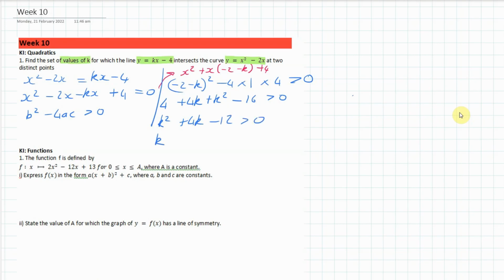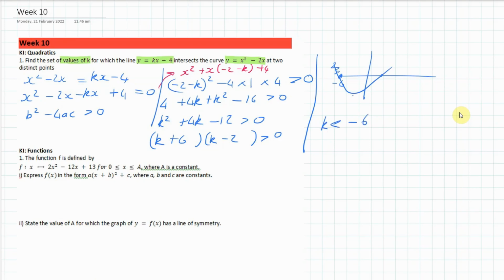And if we factorize this, I'm going to get k plus 6, and I'm going to get k minus 2. And at this point, I can quickly sketch my graph because it's a positive. So we're going to have a positive k squared, so we get a negative 6 here, we get a positive 2 there. Okay. And we want, where is it greater than 0? So when k is less than minus 6, or here, where k is greater than 2.